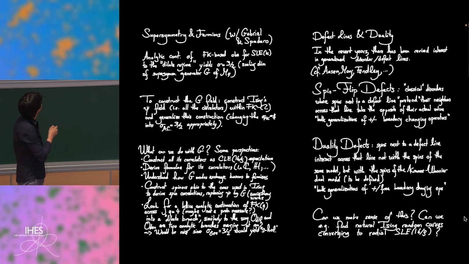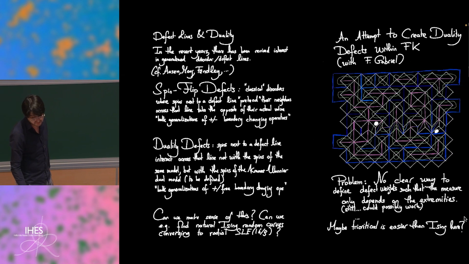The analog, but instead of replacing plus by minus, you would replace plus by free, or minus by free, and vice versa. Can we make sense of this? Can we construct, say, a random model whose curves converge to, say, a radial SLE 16 over 3, like for this Ising model? Well, I don't know.